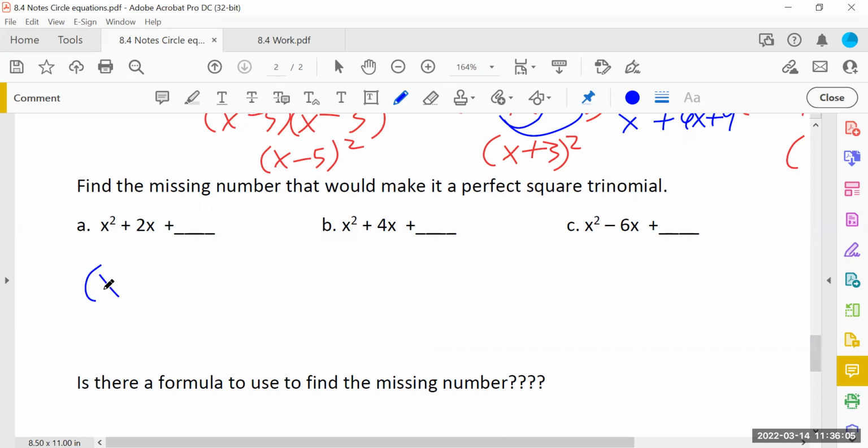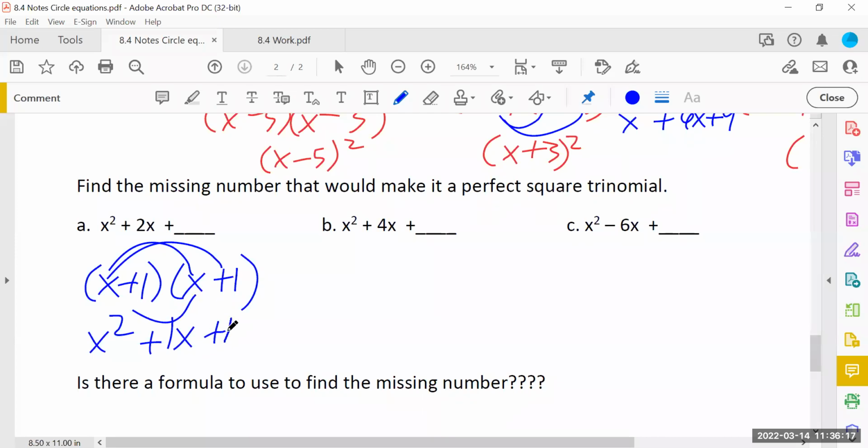So if I were actually to do this, x plus 1 times x plus 1, I multiply this out. x times x is x squared. x times 1, I get a 1x. I get another 1x. Those two together make the 2x that they told me in the middle. But I also have this 1 times 1 on the end. I need this end piece to be 1 so that this factors perfectly into that perfect square trinomial.